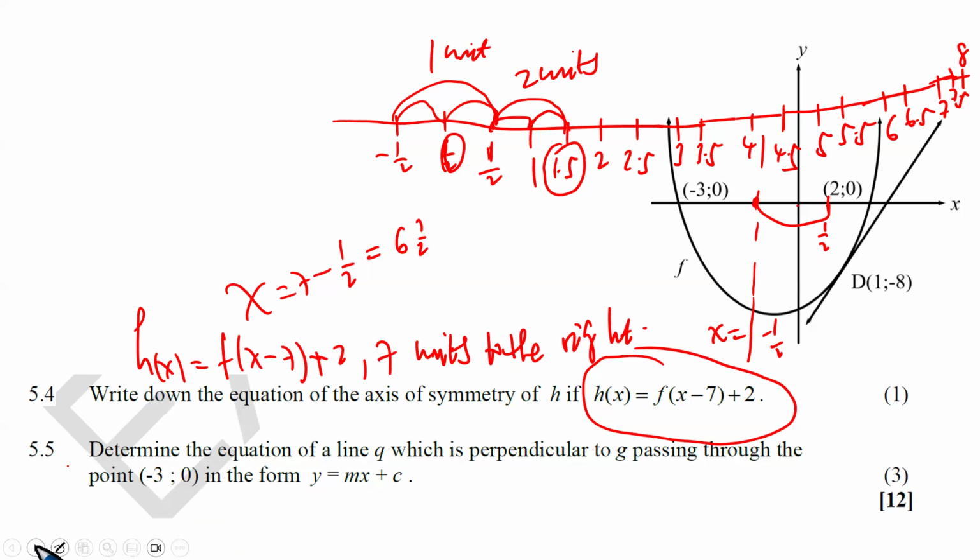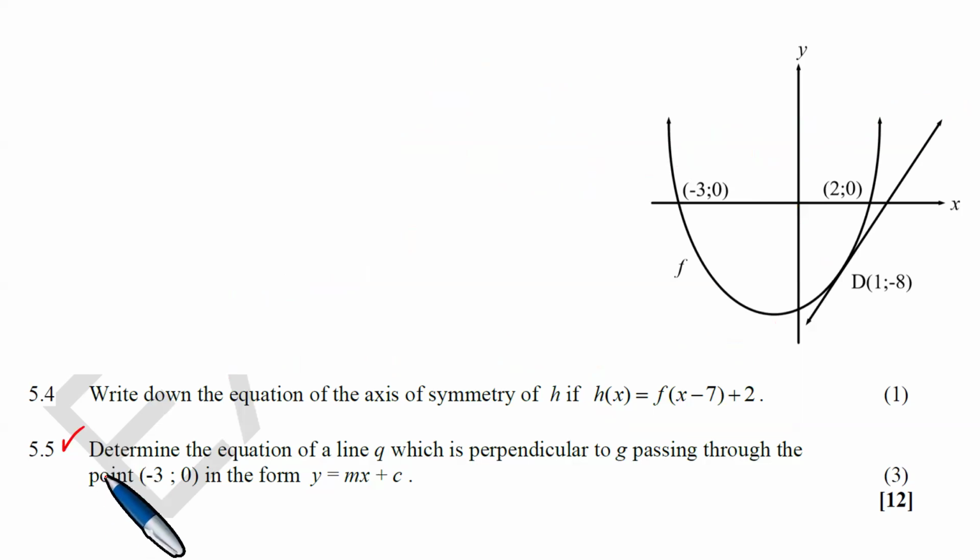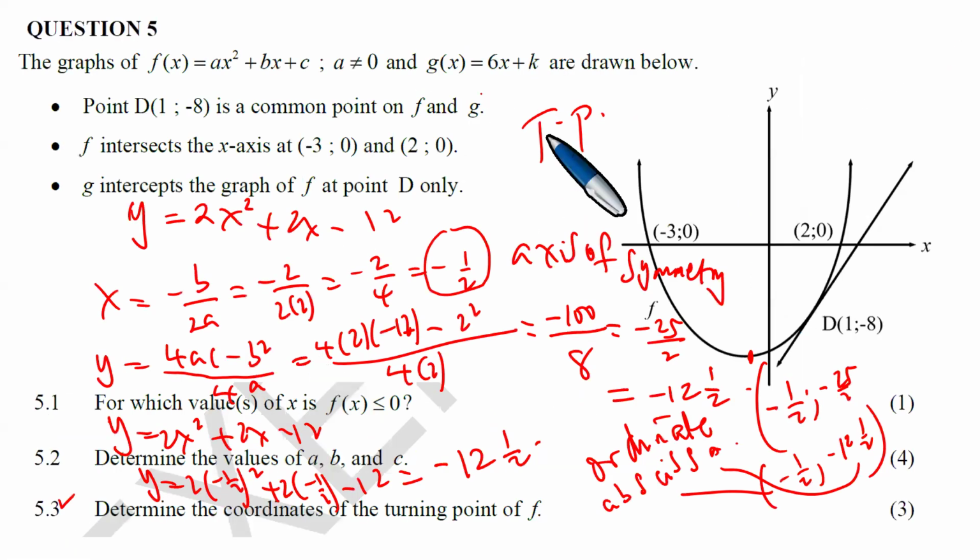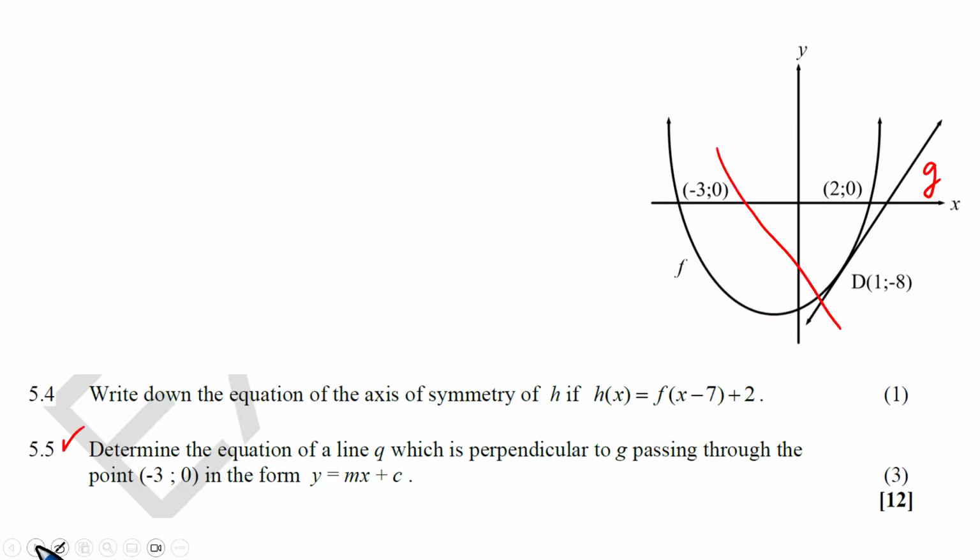Okay, let's do it on the next board here. You need to determine the equation of a line Q which is perpendicular to G. Obviously this is F and that is G. You need to find the equation of a line Q which is perpendicular to G passing through the point (-3, 0) in that form. Line perpendicular to G, you already know this one. G has the equation G(x) equals 6x plus k.